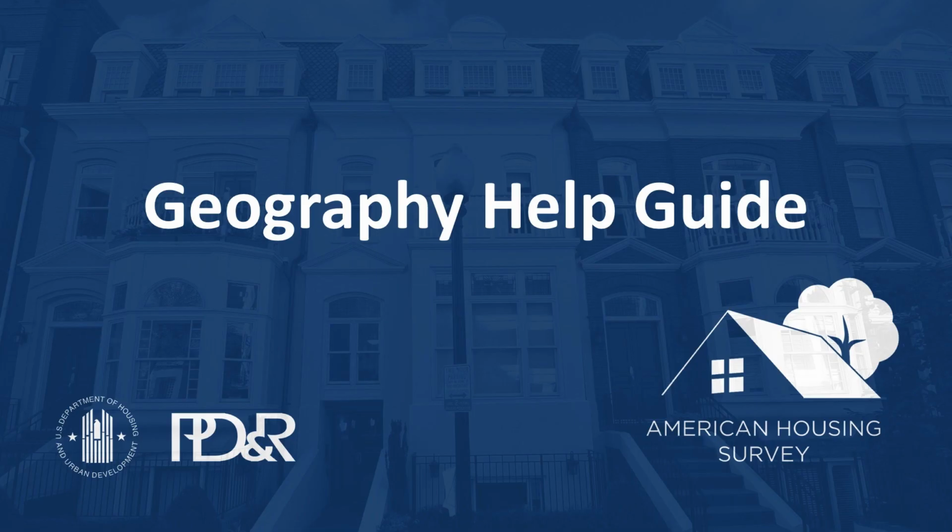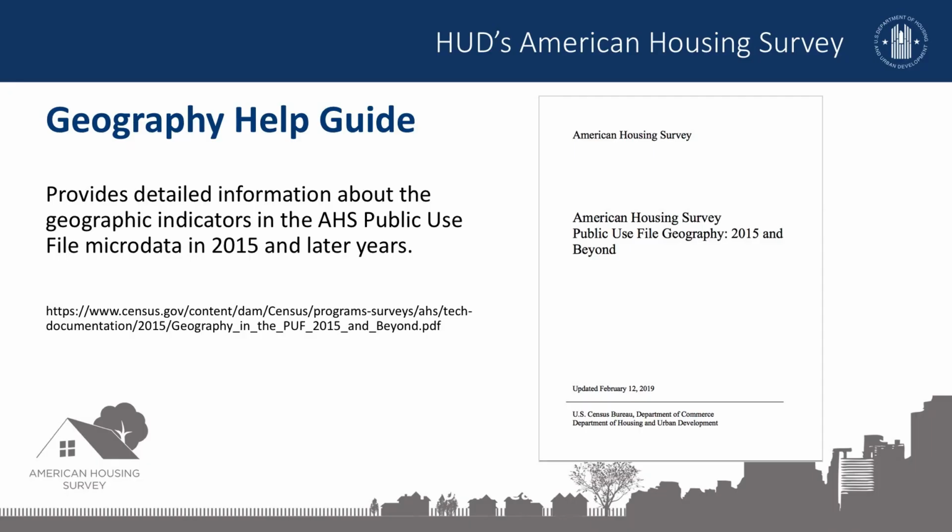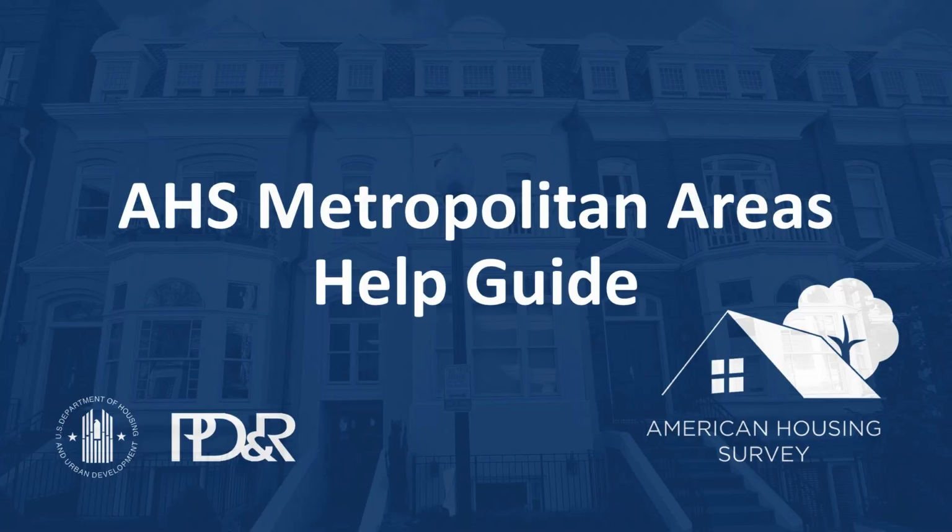Another helpful tool for working with the PUF microdata is the Geography Help Guide. This guide provides detailed information about the geographic indicators in the AHS Public Use File microdata in 2015 and later years, including the census divisions and the metropolitan areas on the national PUF, as well as the metropolitan area on the metropolitan area PUF.